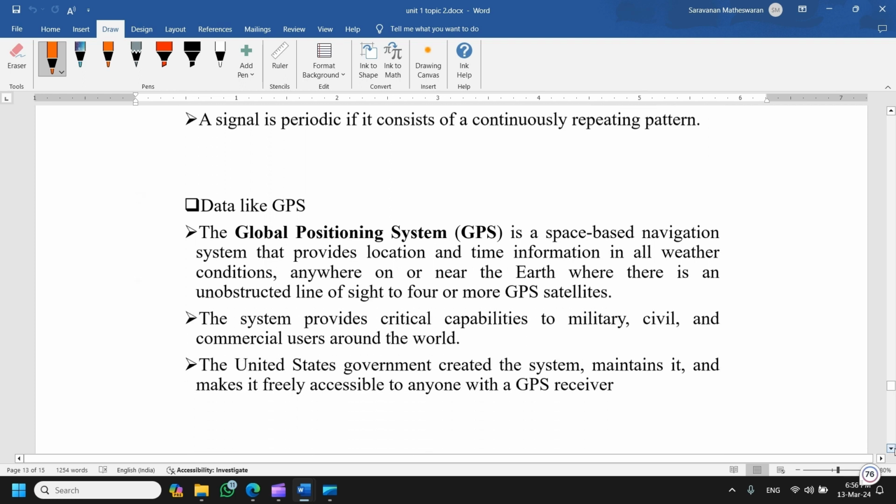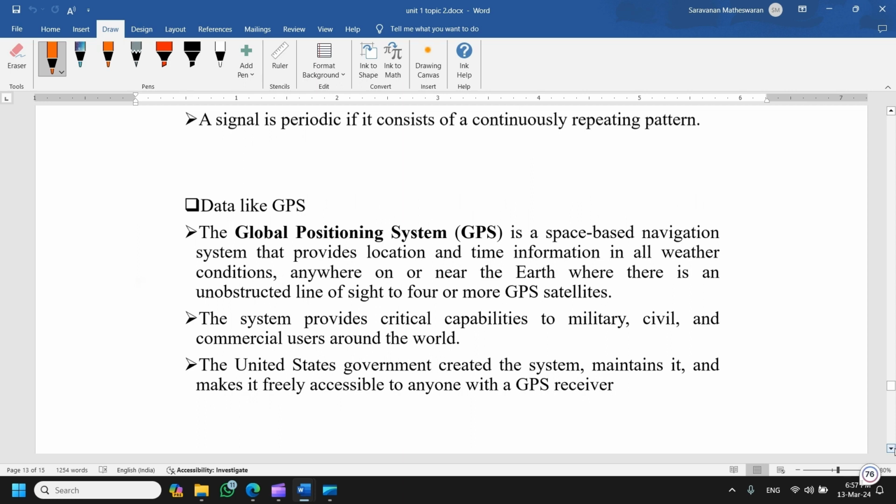Data like GPS. GPS is a space-based navigation system that provides location, time, and information about weather conditions anywhere near the earth. GPS provides critical capability to military, civil, and commercial users around the world.